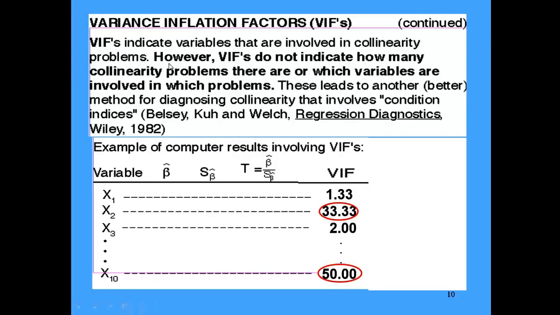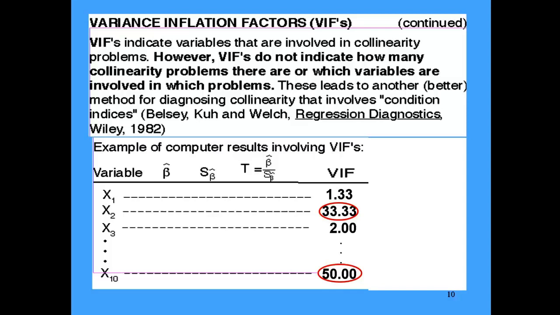Look at what I said on the top here. I said, however, the VIFs do not indicate how many collinearity problems there are or which variables are involved in which problems. That's what using VIFs doesn't do. Using VIFs is a nice way to look at collinearity because you can see what's going on. You can see that if one predictor is predicted by the other predictors, you get some idea that there's some linear relationship in there. But it's not easy to diagnose what the source of the problem is and what to do about it.